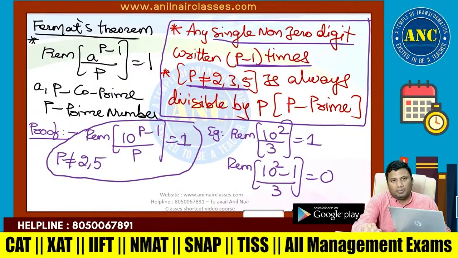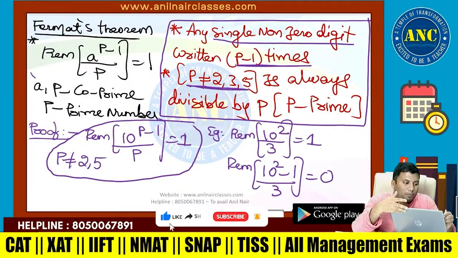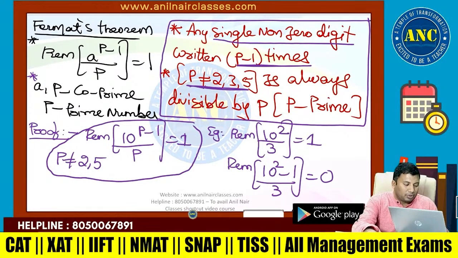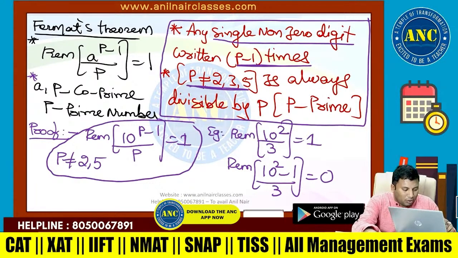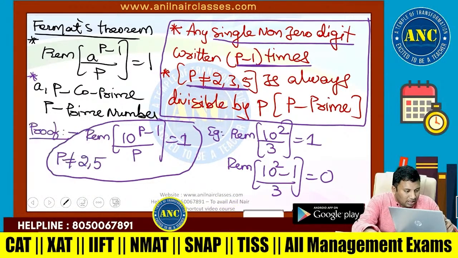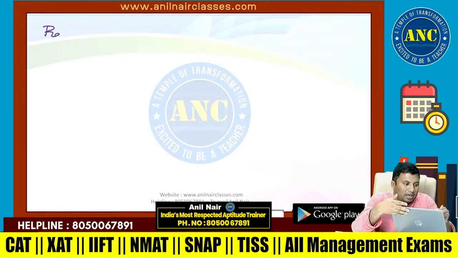10 power p minus 1 when divided by p will be 1 when p is not 2 or 5. Why can p not be 2 or 5? Because a and p should be coprime to each other. 10 and 2 are not coprime, and 10 and 5 are not coprime. Now see here, proof. Remainder 1.